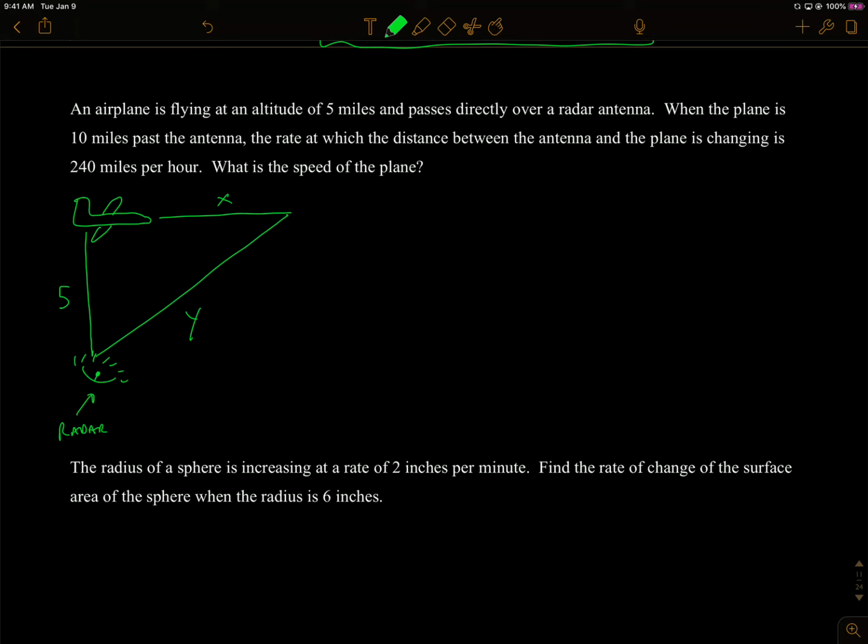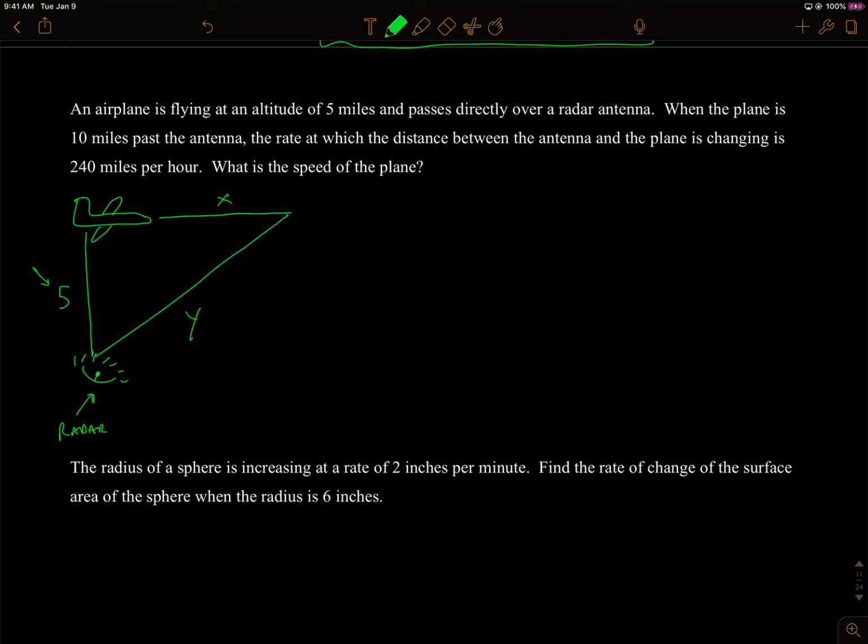So for this problem, we've got an airplane flying over a radar tower. You can pause it, read it, and see if you can draw the same picture that I have here. Okay, so why did I choose 5 for this length? The airplane stays at a height or an altitude of 5 miles above the ground.